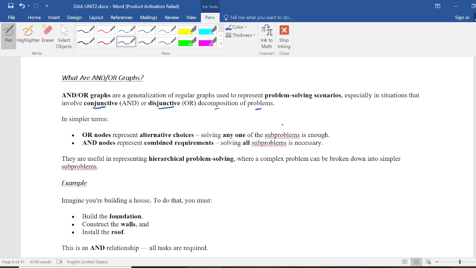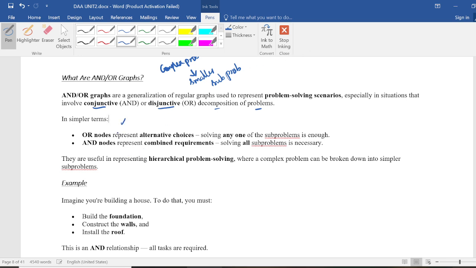So, diving deeper into the definition, an and or graph is a type of normal graph that helps us model complex problems by breaking them into smaller, manageable subproblems.